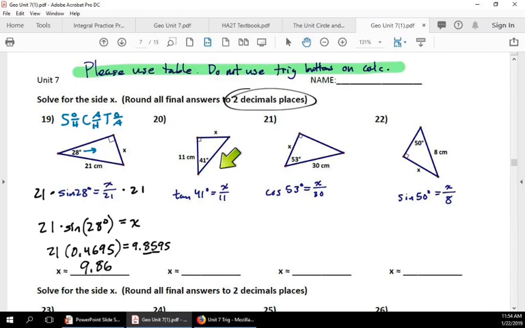Now, I want you to try that with this one, and then check your answer. I'm about to show the answer right now, so don't look if you're going to try it.